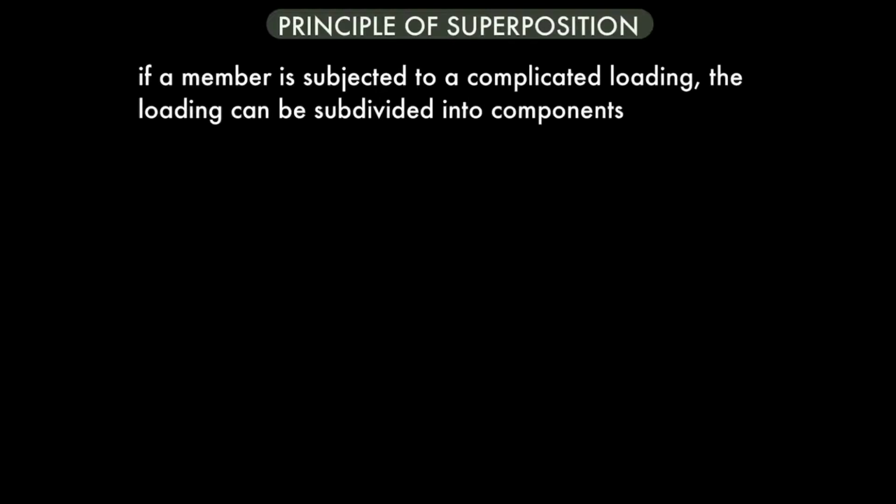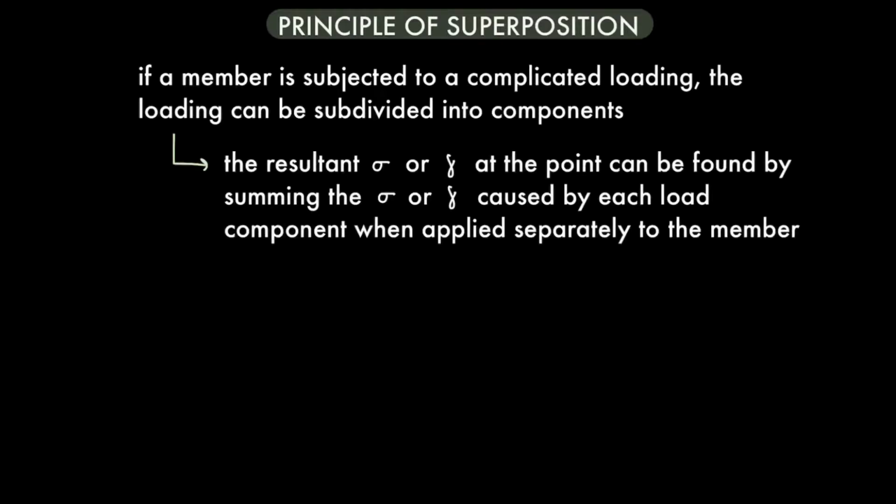If a specimen is subjected to a complicated loading, we can subdivide the load into components to find the stress or displacement at a specific point in the specimen. This is called the principle of superposition. It basically states that if we subdivide the loads, the resultant stress or displacement is a sum of all the component stresses or displacements that make it up, if those separated loads were to have been applied independently.